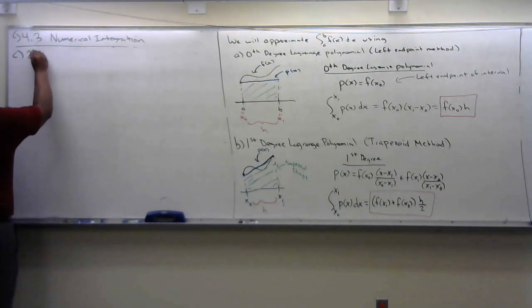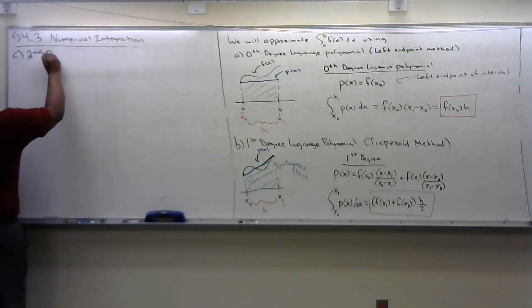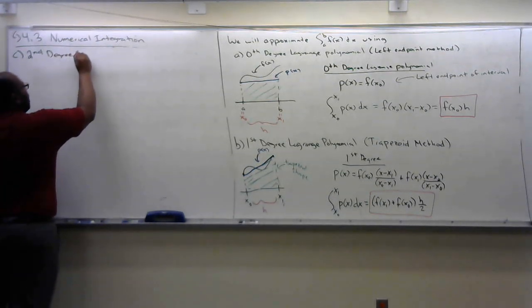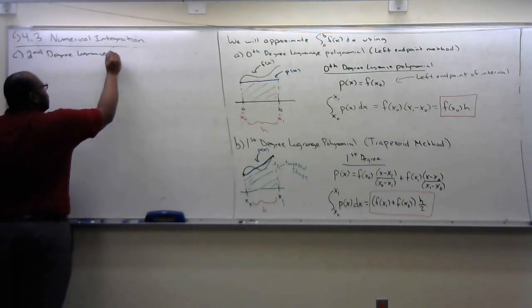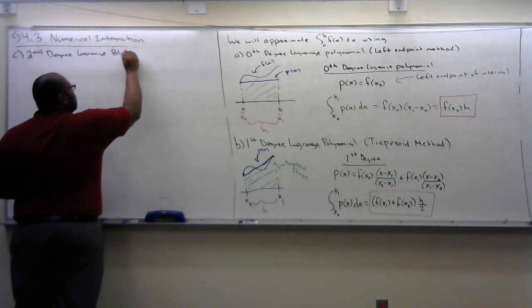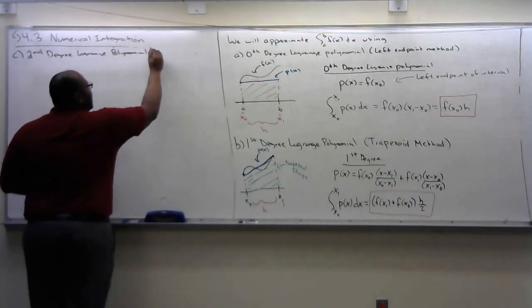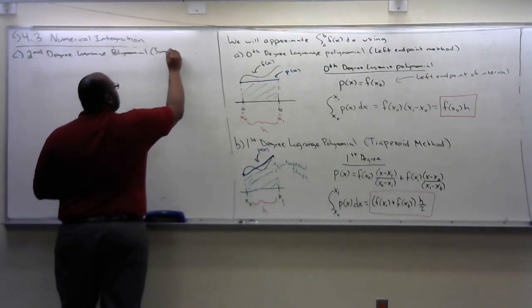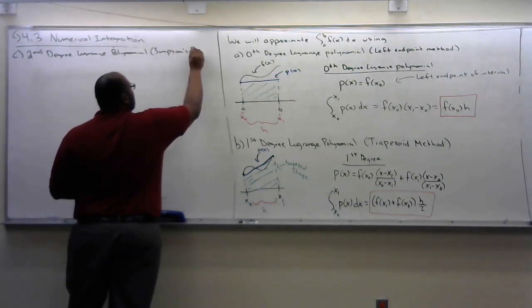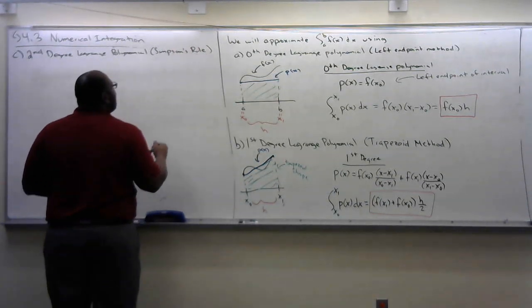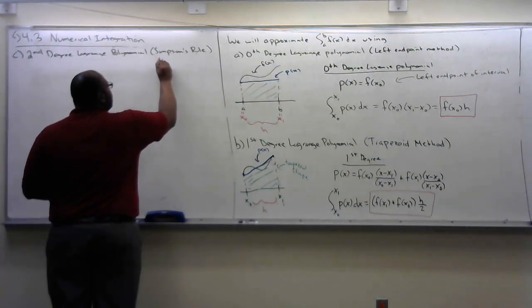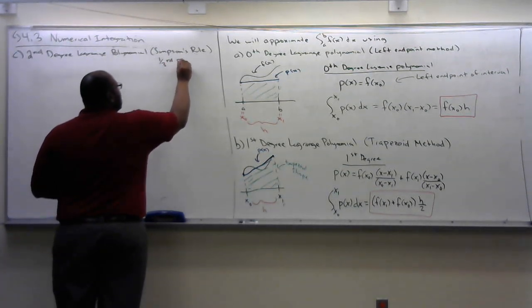Second degree Lagrange polynomial. And this is going to yield Simpson's rule. It's actually called Simpson's 1/3 rule. You'll see why in just a second.